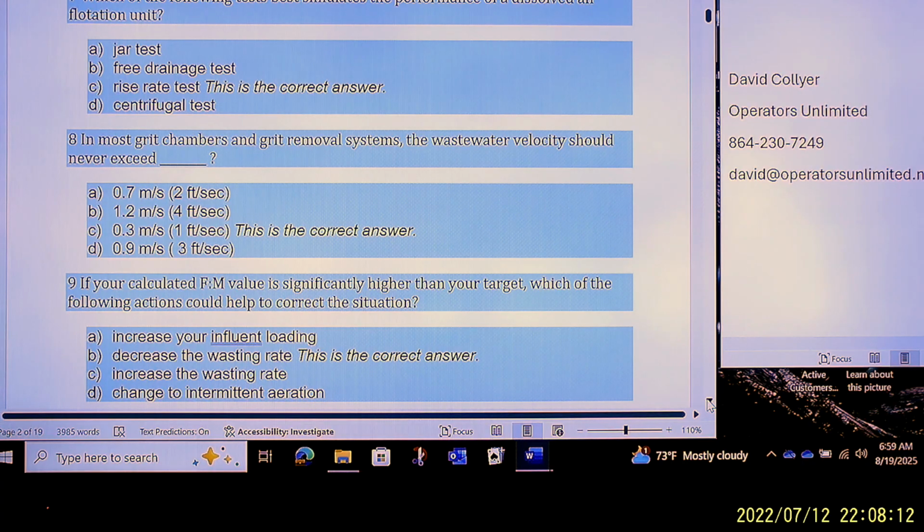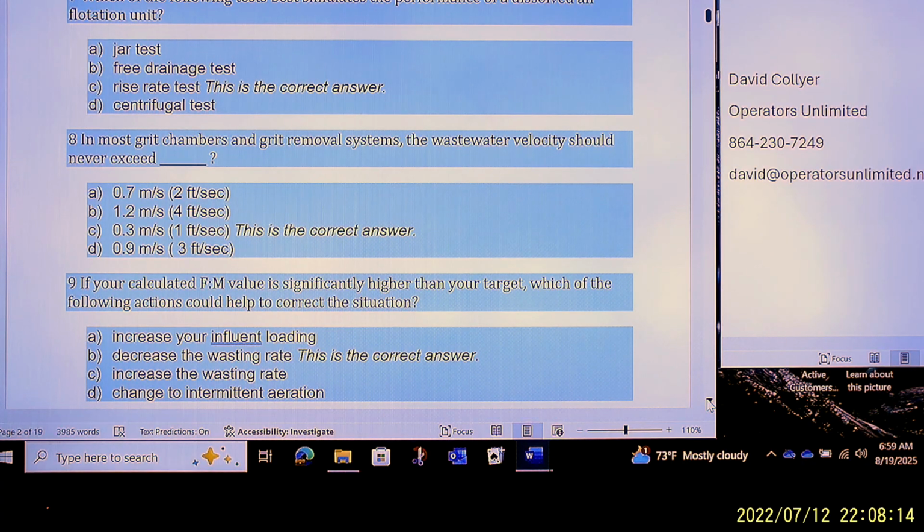Number 7, which of the following tests best simulates the performance of a dissolved air flotation unit? A jar test, a free drainage test, a rise rate test, or a centrifugal test? The answer to number 7 is C, a rise rate test. A rise rate test is just like doing a jar test, but on a jar test, the solids fall to the bottom. On a rise rate test, the solids float to the top.